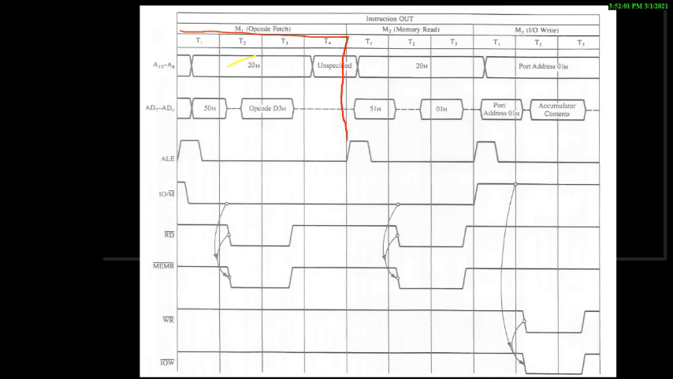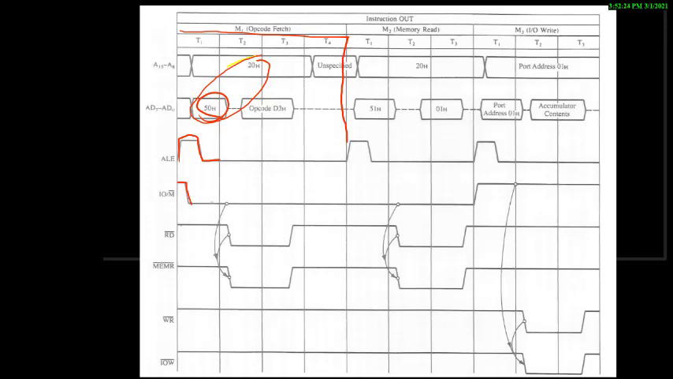So in the first machine cycle, the address 2050 is placed on the address bus, and the ALE signal goes high. This means that this particular bus is acting as an address bus. Simultaneously the IO/M signal goes low, meaning that it is a memory read signal.